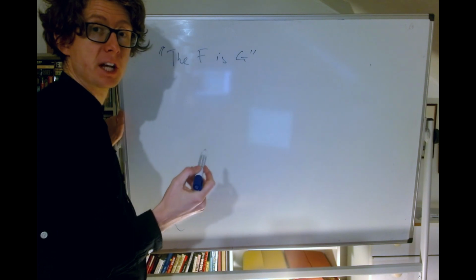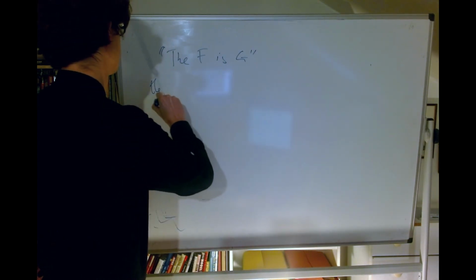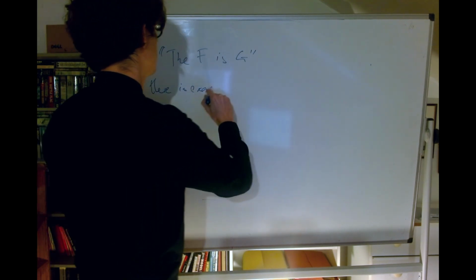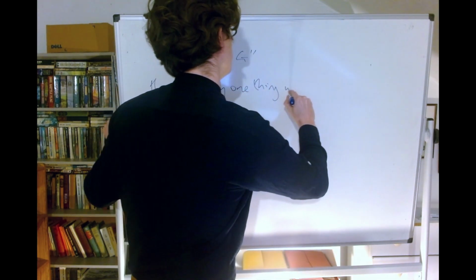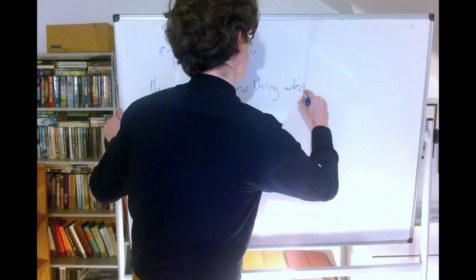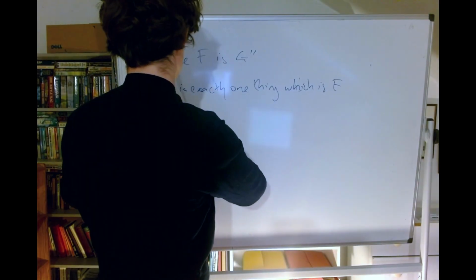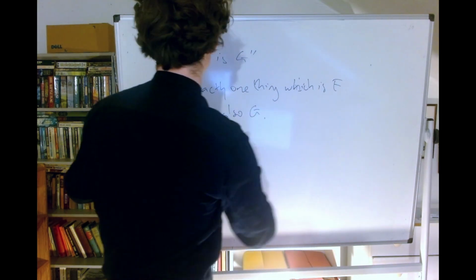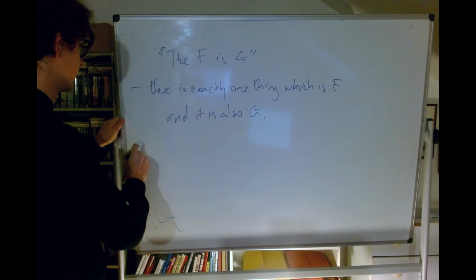And in my presentation of Russell's theory, what that means is something like, there is exactly one thing which is F, and it is also G. That was my presentation of Russell's theory.